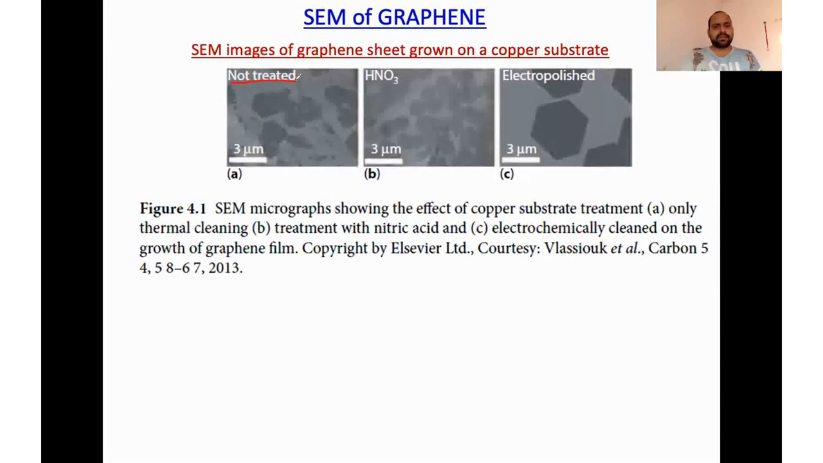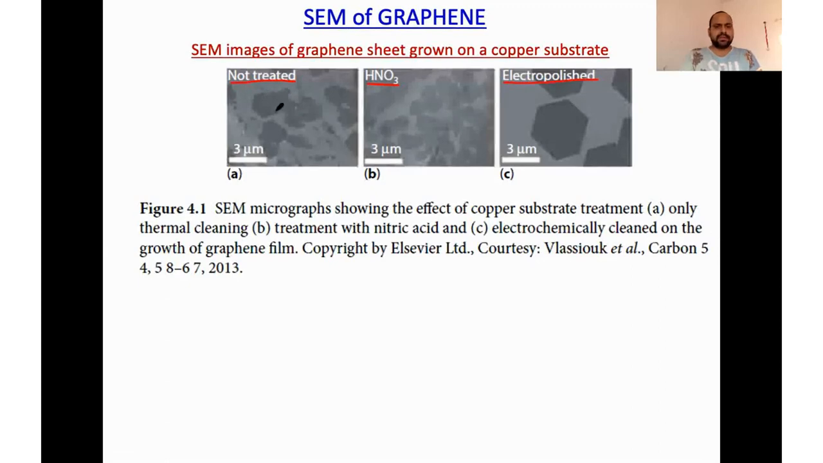Substrate basically is copper, and copper was not treated. It's directly the growth of graphene was done. The second one is when the copper substrate was treated with HNO3, and then the growth of graphene was done. And then the third is when the copper substrate was electrochemically polished, and then the growth of graphene was done. And you can see the three clear-cut differences in their morphologies.